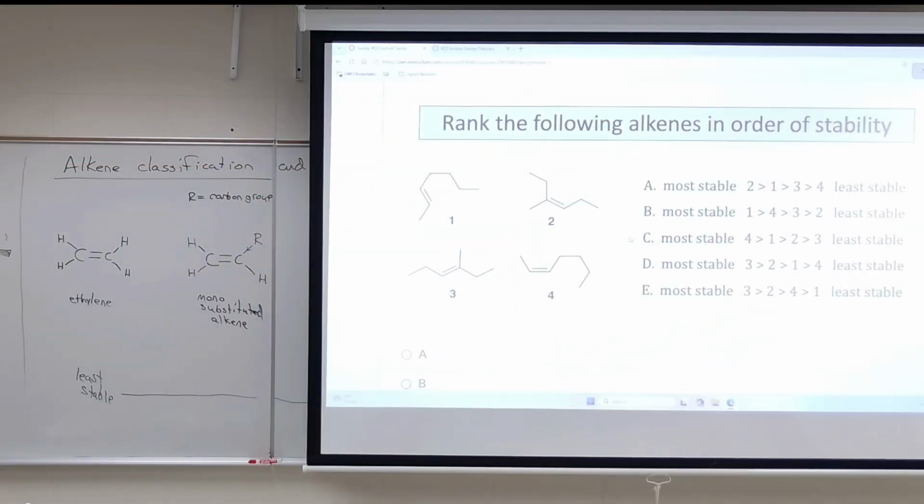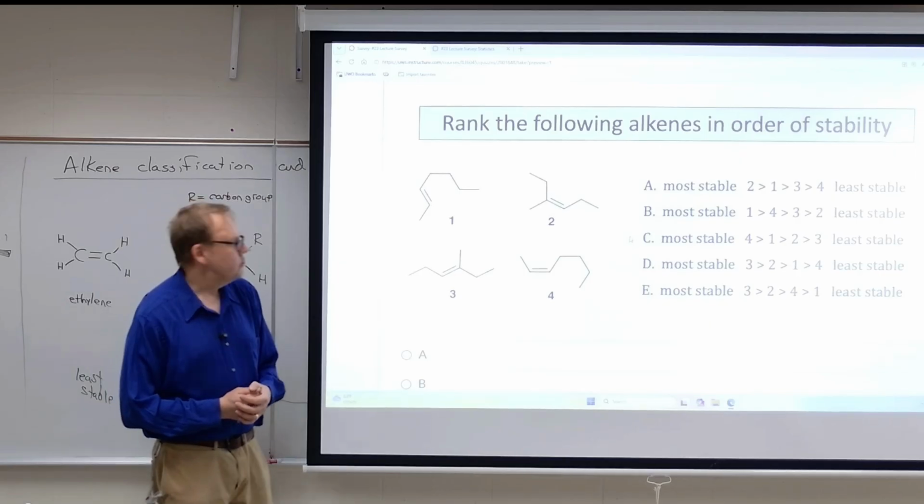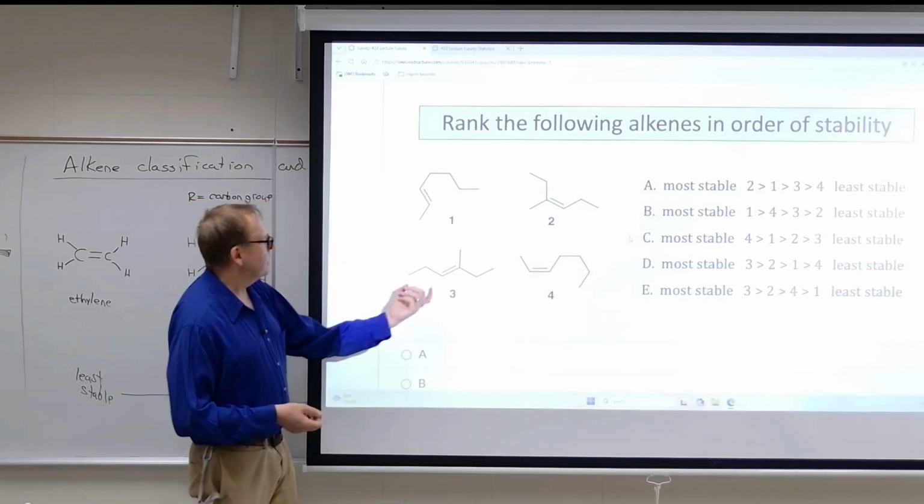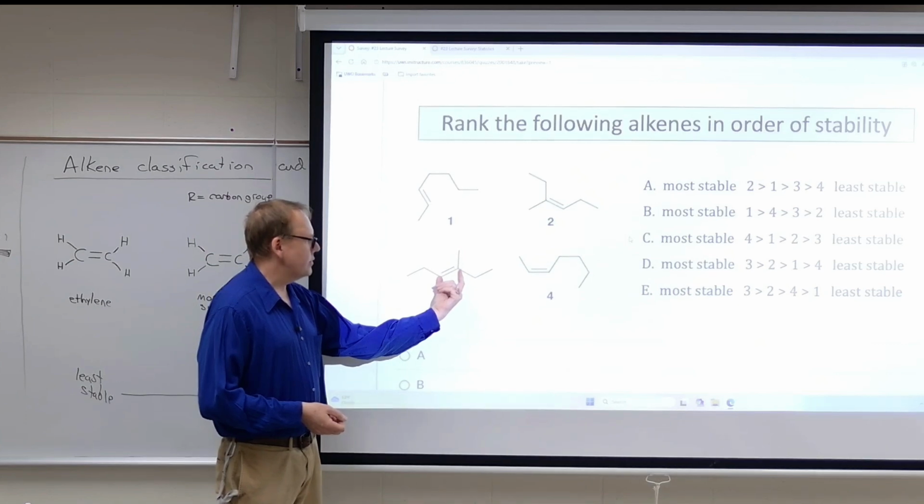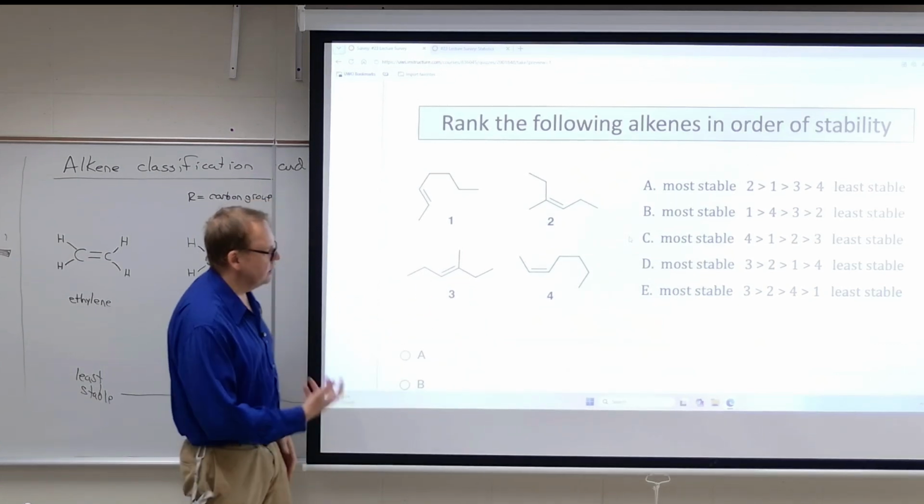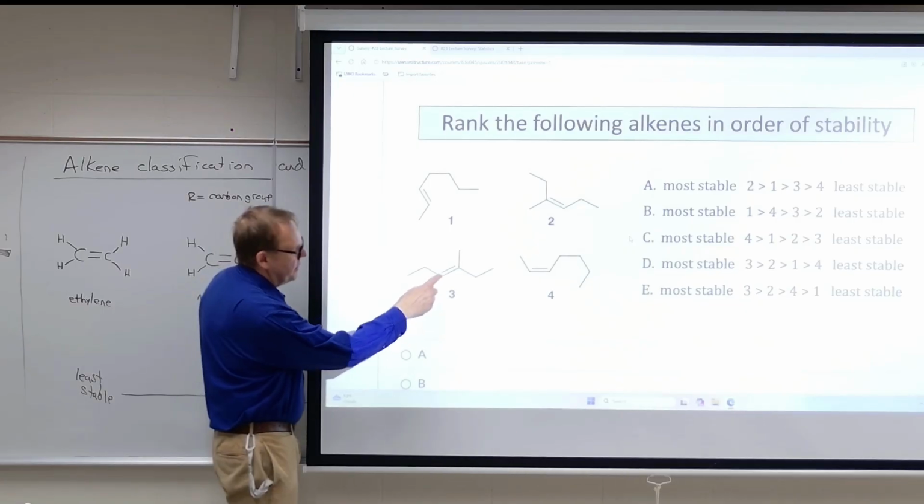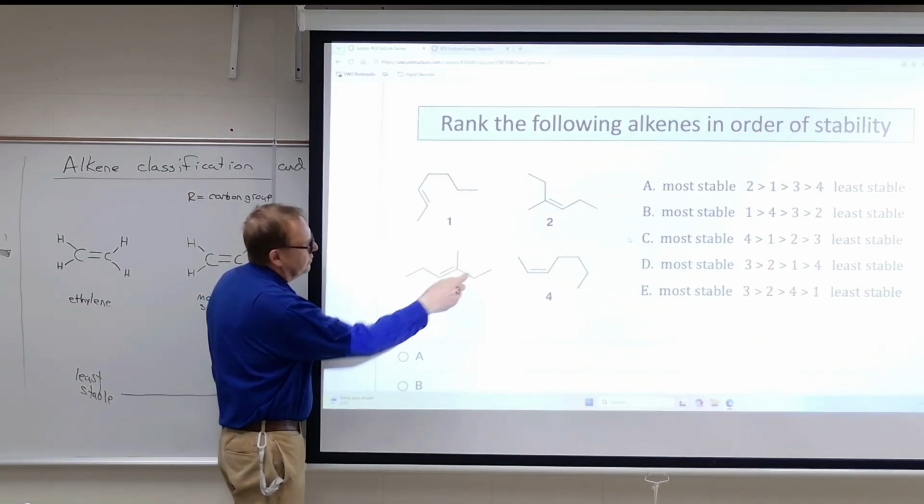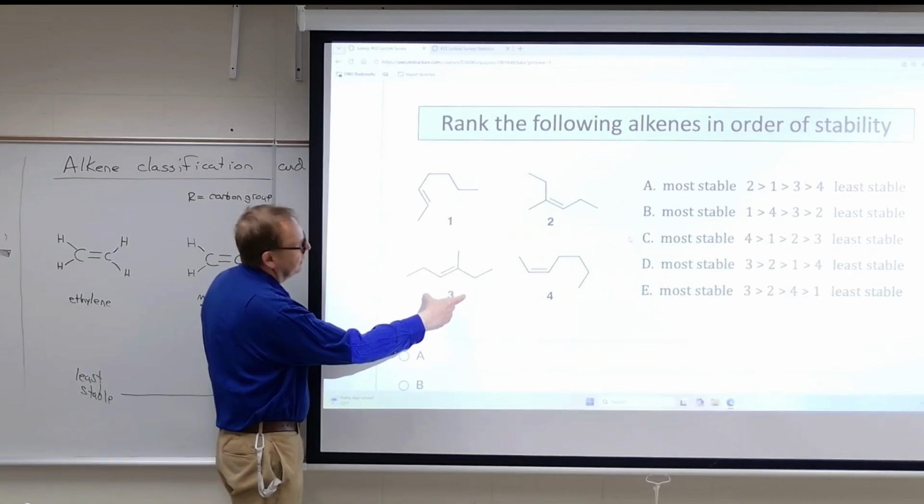Rank the following alkenes in order of stability. So the first thing to do is to determine the substitution level. Hopefully this is a skill you can all get good at: look at the carbons of the double bond and ask yourself how many carbon groups are attached. With skeletal structures, it's actually pretty easy, because you just look at how many things are coming off this carbon. There's one over here, and this carbon has two, so this is a trisubstituted alkene.